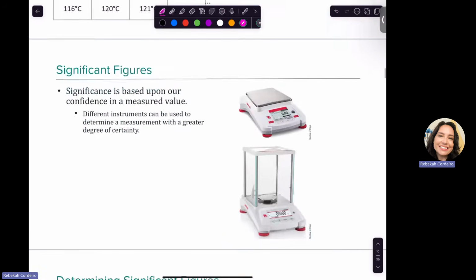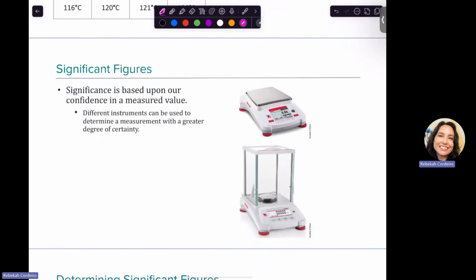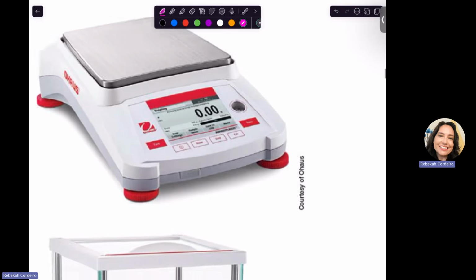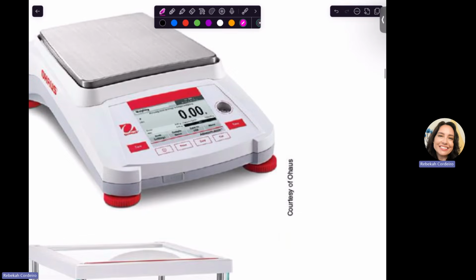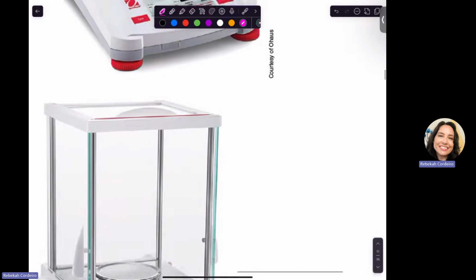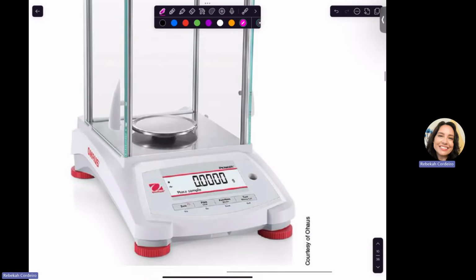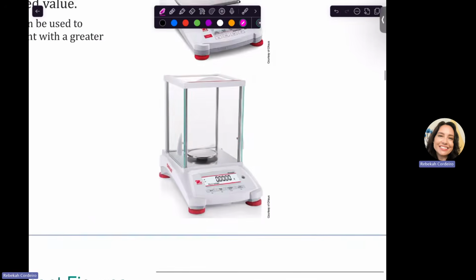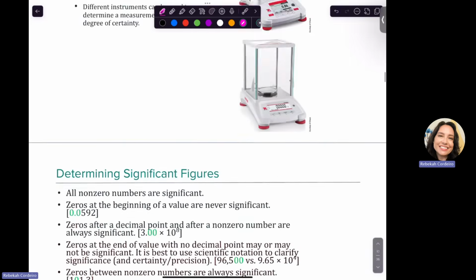So we're talking about significant figures when we're talking about a level of precision. We want to have as many significant figures as we can. For example, this balance at the top measures 2 digits after the decimal, so it's precise to 2 digits after the decimal, versus this balance gives us 4 digits after the decimal. So this one would be more precise. It would give you more significant figures if you were doing measurements with them.